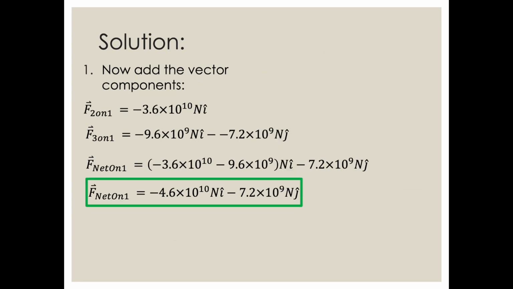Now the next step is to add vector components of F2 on 1 to the vector components of F3 on 1 to get the net force acting on particle 1. To do this, we add the i components together, and that's one number. Then we add the j components together, and that's our other number. And then we rewrite F net on 1 in terms of a single i and a single j component, as shown. Here we get negative 4.6 times 10 to the 10th newtons in the i direction, and negative 7.2 times 10 to the 9th newtons in the j direction.